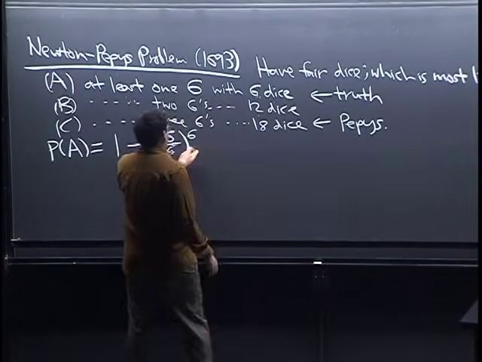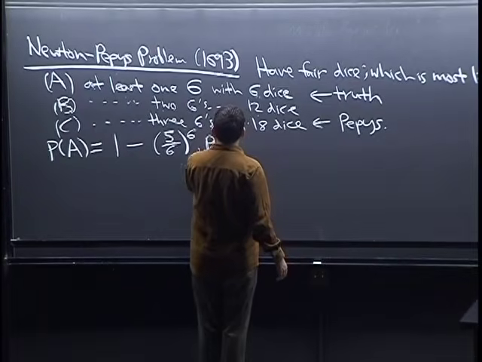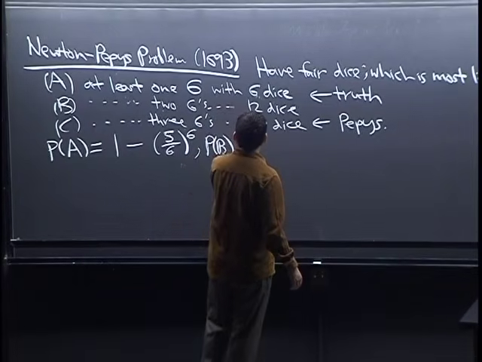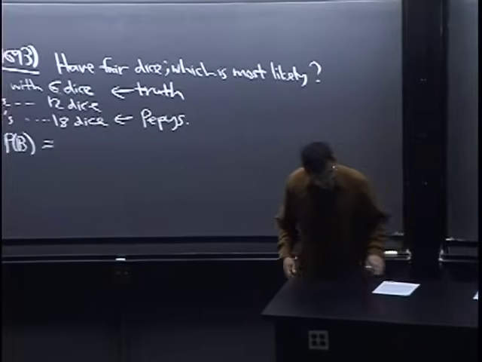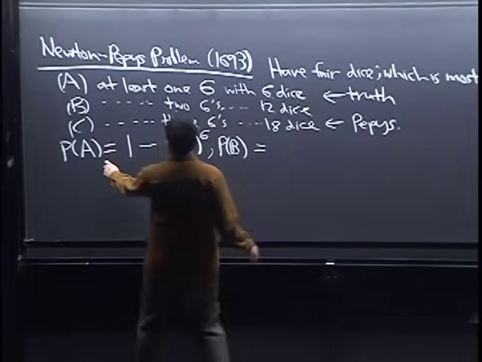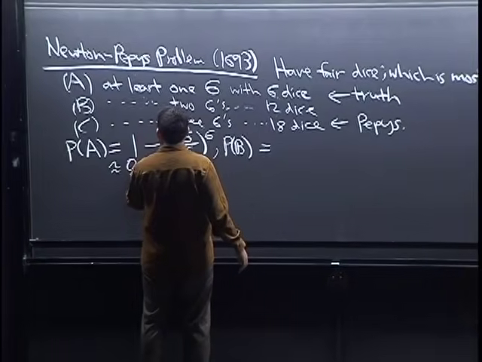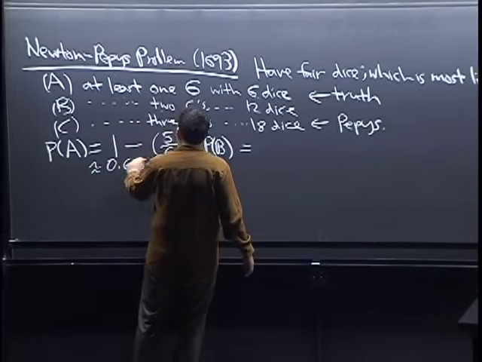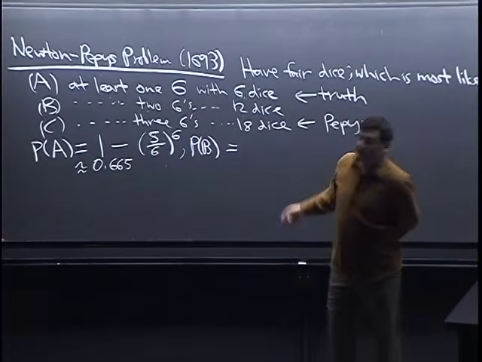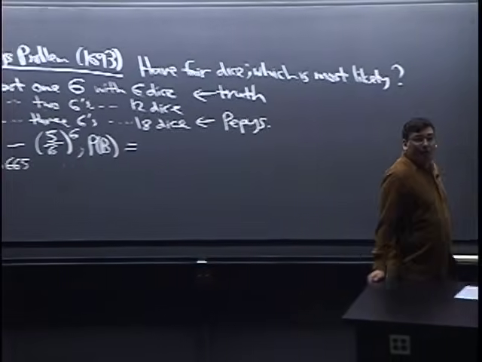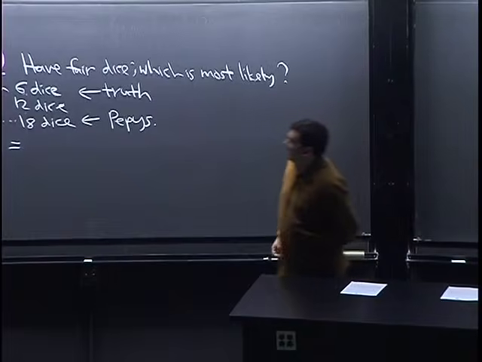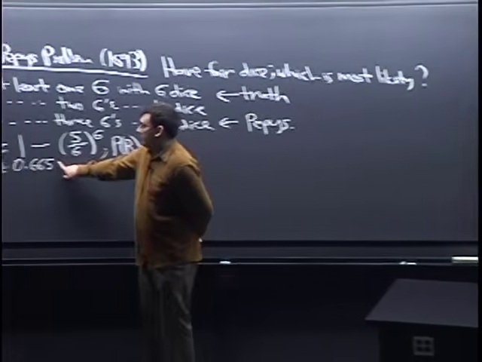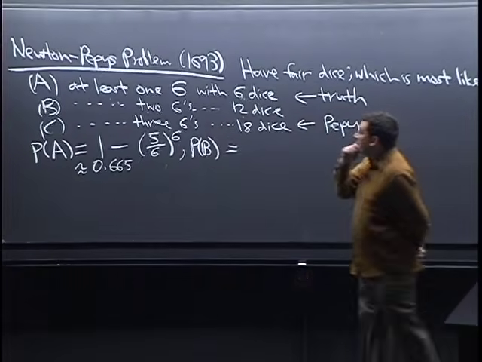And now let's do P of B. Oh, by the way, I computed the number, and it's 0.665. So it's about a 2/3 chance of having at least 1 6 if you roll 6 dice, which might not be what most people would guess if they had to guess what this probability is. But that's an easy calculation. Okay, now let's do P of B.